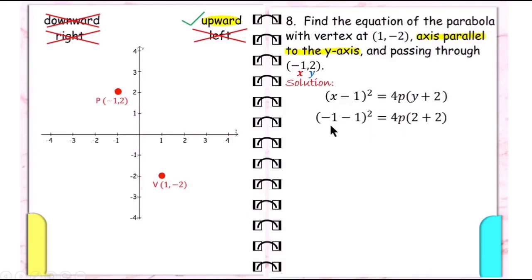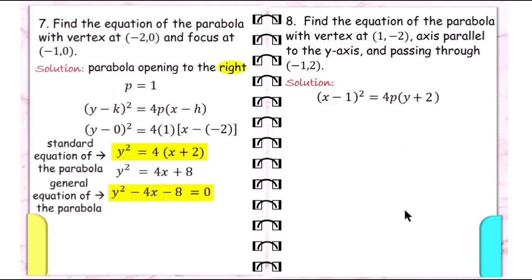Simplify: negative 1 minus 1 is negative 2 raised to 2 equals 4p times 2 plus 2 is 4. Negative 2 squared is 4 equals 4 times 4 is 16p. To solve for p, divide the equation by 16. So p is equal to 1 over 4. We divide the numerator and denominator by 4. 4 divided by 4 is 1 and 16 divided by 4 is 4. Therefore, p is equal to 1/4.